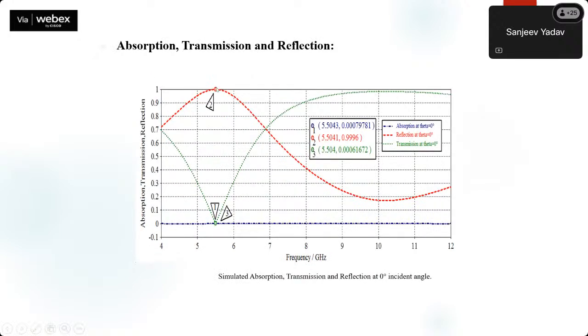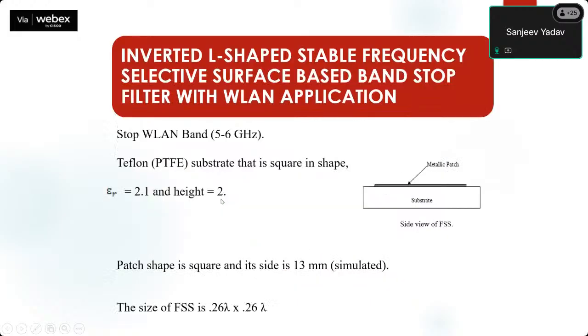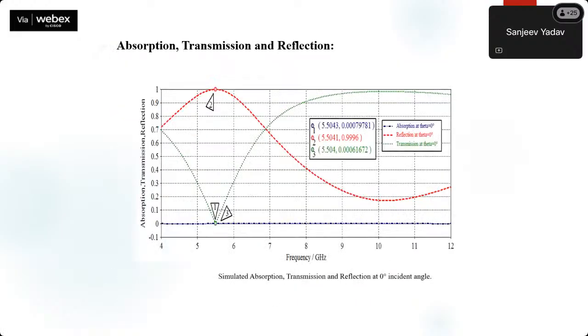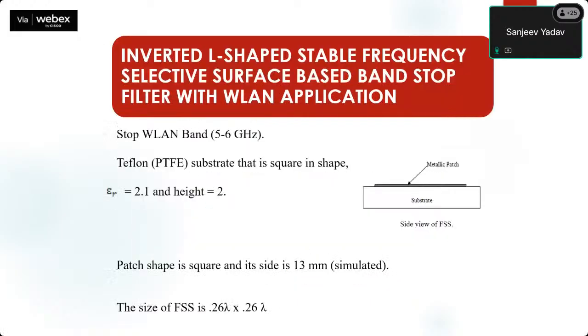Here you can see that all the three results, transmission, absorption, and reflection, are being combined. We can see here the reflection at 0 degree, transmission at 0 degree, and the absorption at 0 degree. Here you can see that we are getting perfect results at 0 degree. In another design, we have a stop W band as well for the same thing.